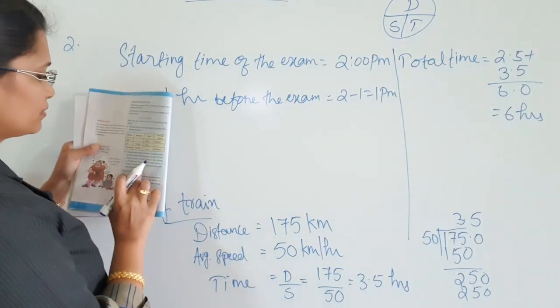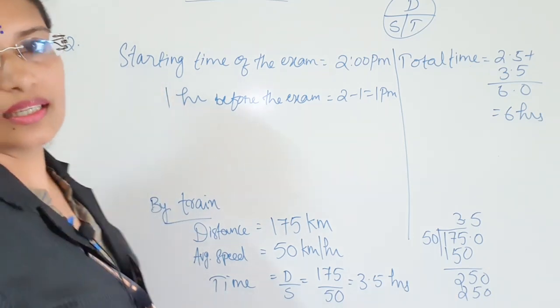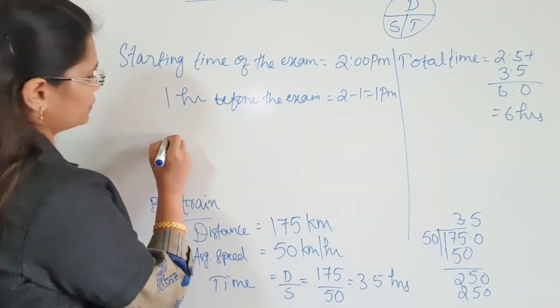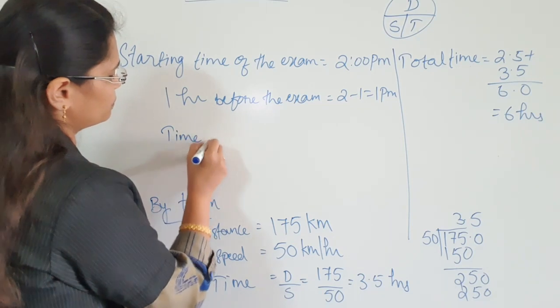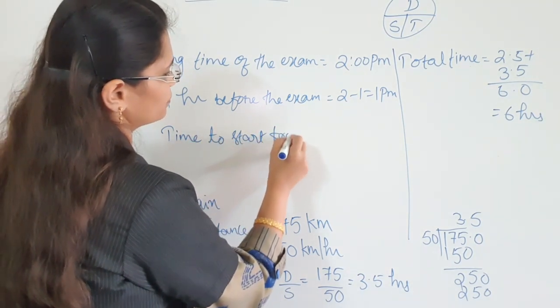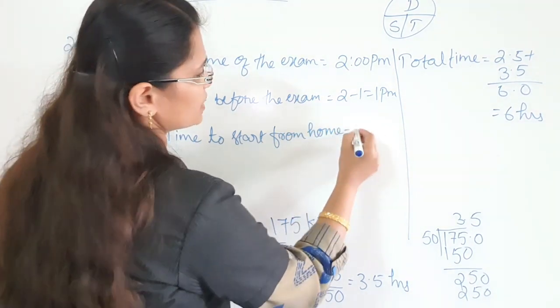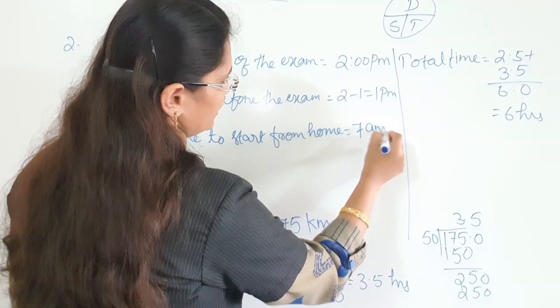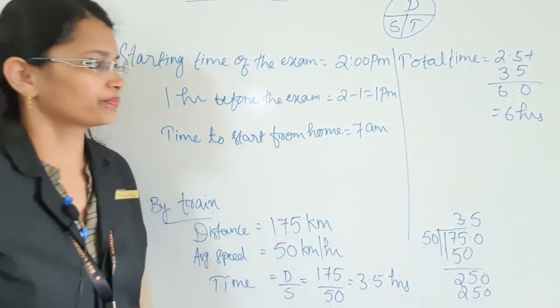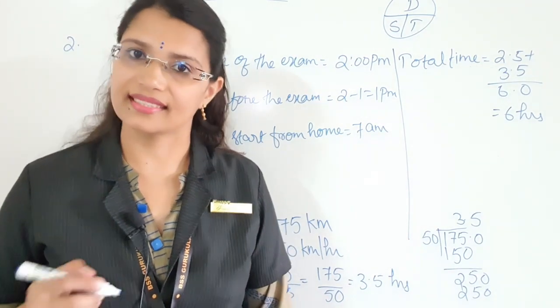So the question is, to reach there 1 hour before the exam, when should Shyama leave home? So time to start from home is equal to 7 a.m.